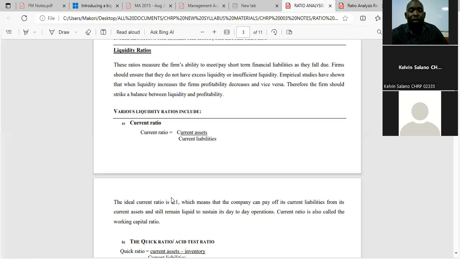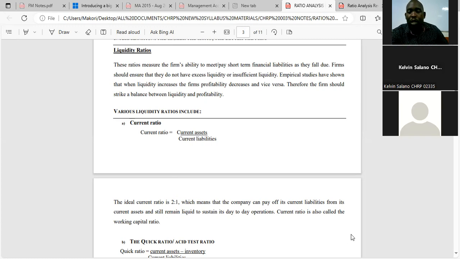And here you are told the ideal or the best current ratio is normally 2:1. So it simply means that for every 2 units of current assets, they should pay 1 unit of current liability. So if you have got 2 shillings worth of current assets, then you should have 1 shilling worth of current liabilities to pay, so that at least you remain with 1 shilling. So that is what we mean.